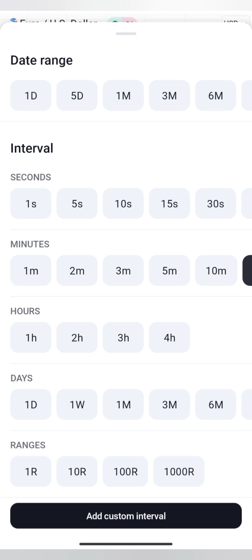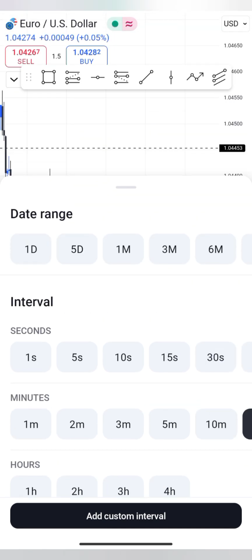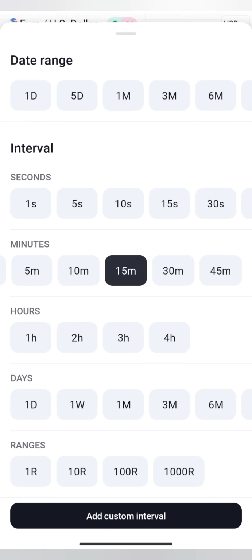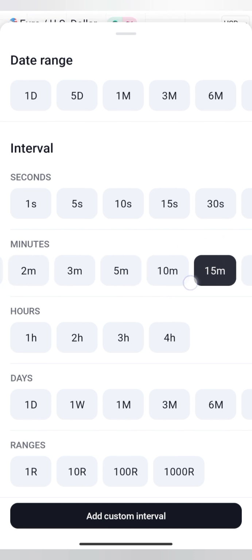Personally, the hours, 1 hour, 2 hours, 3 hours, 4 hours, as you can see them here, are what I consider higher time frame. From the hour upwards are what I consider higher time frame. The minutes, from the minutes you have 45, 30, 15, 10, 5 down is what I consider lower time frame.